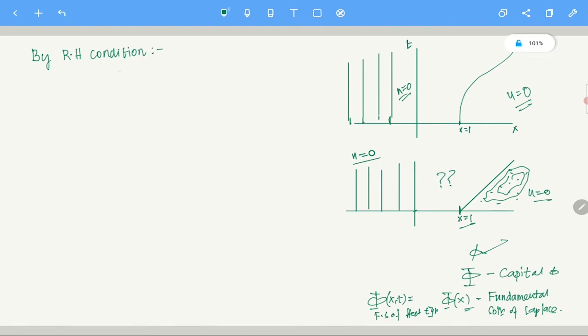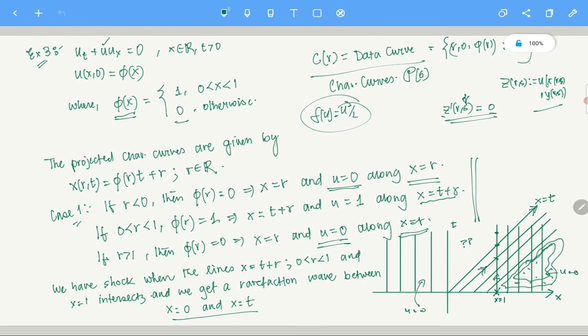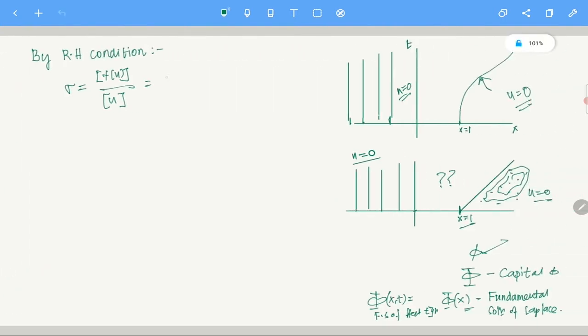So the RH condition, what does it give? It gives the speed of the curve, sigma. I want to draw this curve, so I want to find what this curve is. So sigma is the jump of f of u by jump of u, and in this case this is a Burgers' equation, right? So f of u is u squared by 2. So you see here, it will be given by (u minus plus u plus) by 2. If you just break it up, it is going to be this, right? Now let's see what happens.